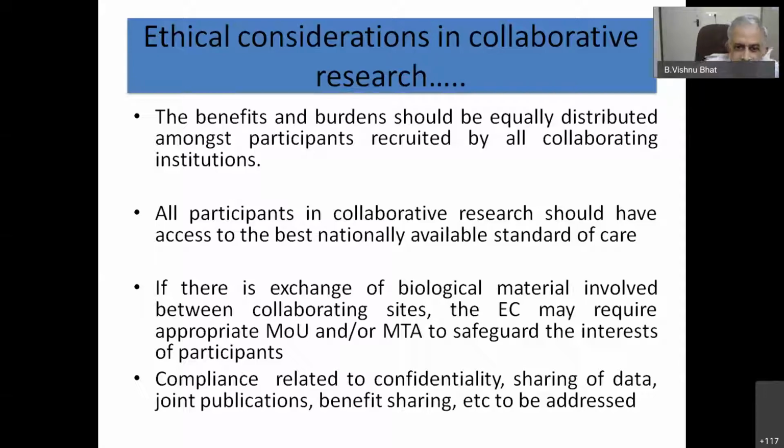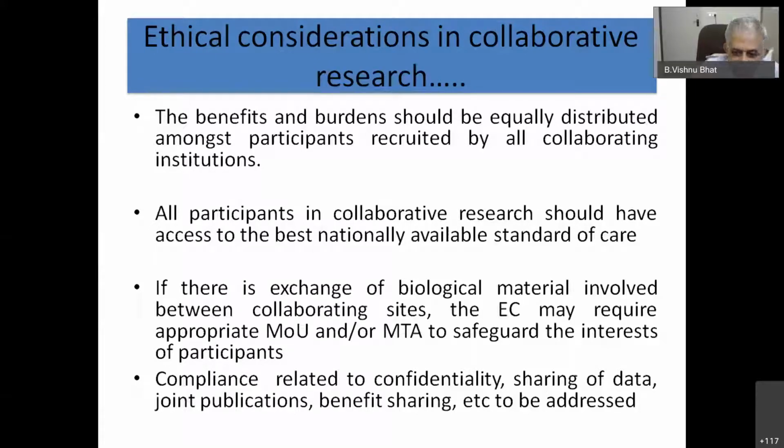And if there is exchange of biological material, sometimes you may have to send blood or tissue samples to the USA, UK, or some other place where you are doing collaborative research. You should have a material transfer agreement. This has to be approved by the ICMR committee. You cannot send any blood sample or tissue sample out of the country without permission.